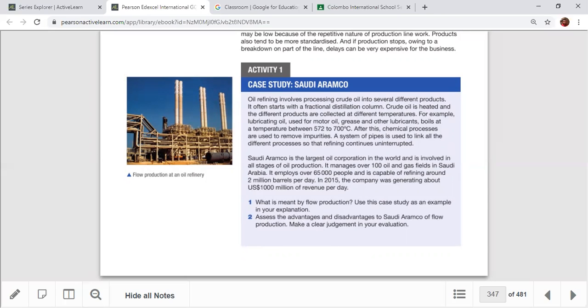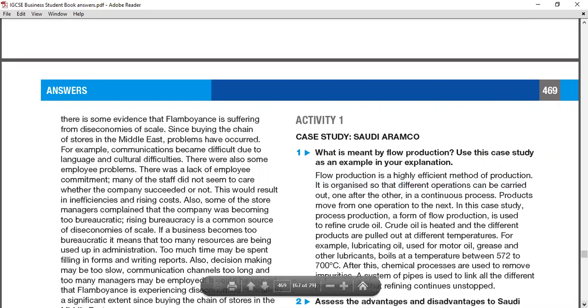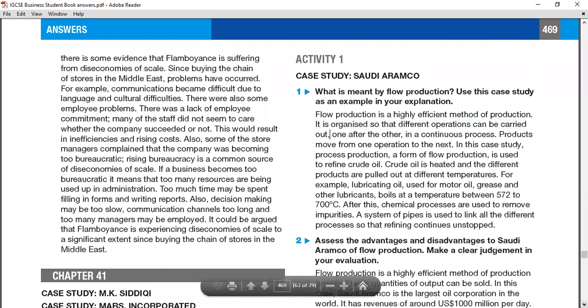Okay, so let's move on to the answers. Saudi Aramco company, flow production, what is flow production and everything. See here, answer fact number one. Saudi Aramco: flow production is a highly efficient method of production.